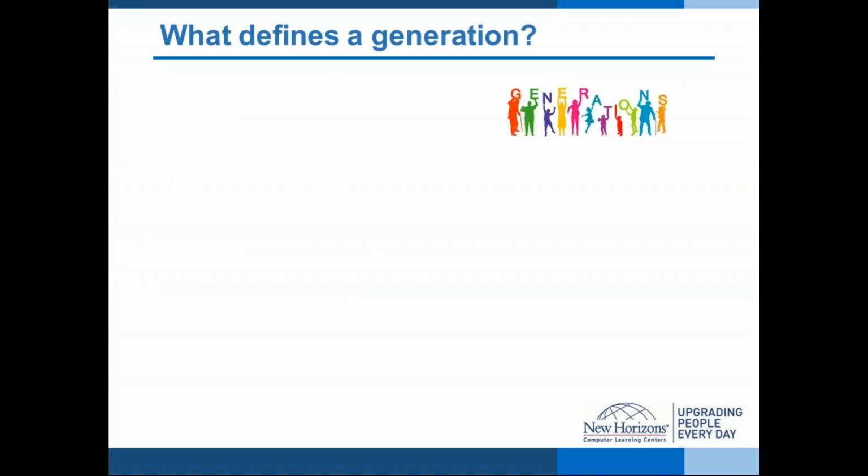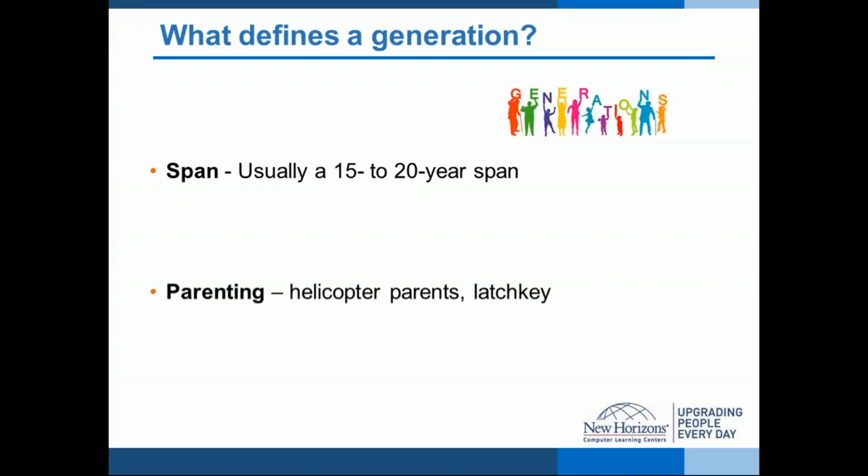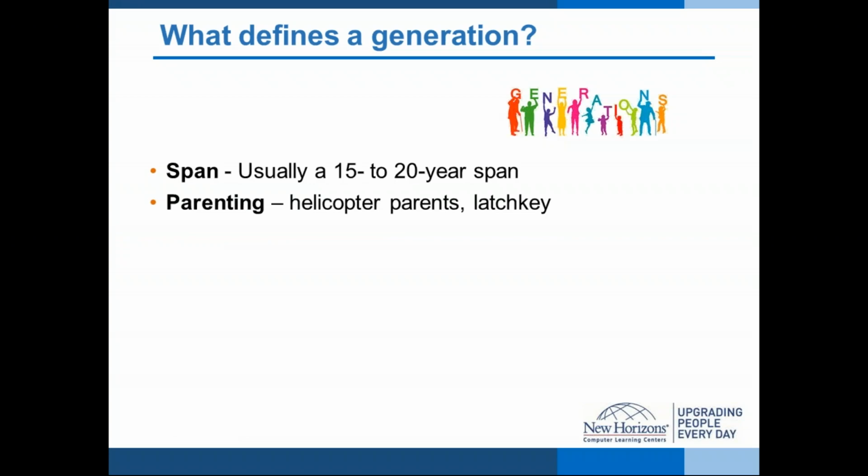All right, let's talk a little bit about what defines a generation. So the first thing is it's usually a span. It's usually a 15 to 20 year span, and that's how researchers categorize the generations. Also, parenting helps to define and shape a generation. For example, helicopter parents. Millennials have parents who tend to hover a lot, who overschedule them, who take a look at their homework, who defend them when the going gets rough and so on. So they're called helicopter parents because they tend to hover.